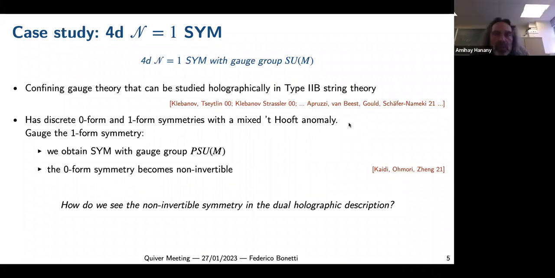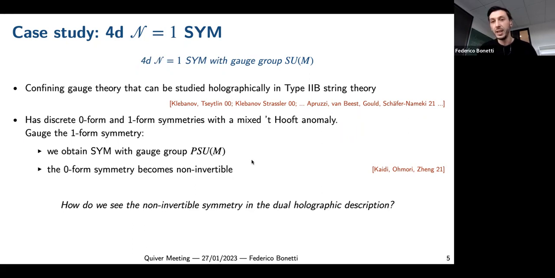What kind of global symmetry do you have in mind? These ones that are listed here. These are the three main ingredients. We need a discrete zero-form symmetry, a one-form symmetry, and their mixed anomaly. And I will review in a few minutes precisely what I mean by these. Okay, thank you for the question.